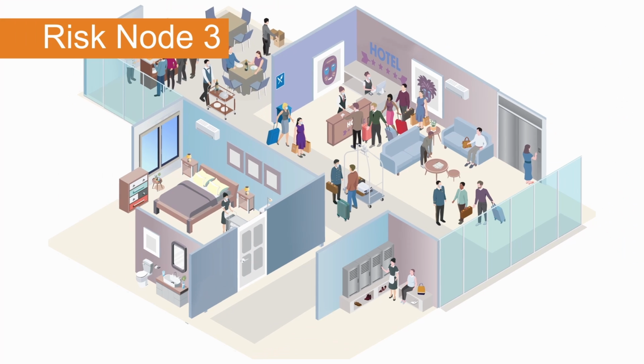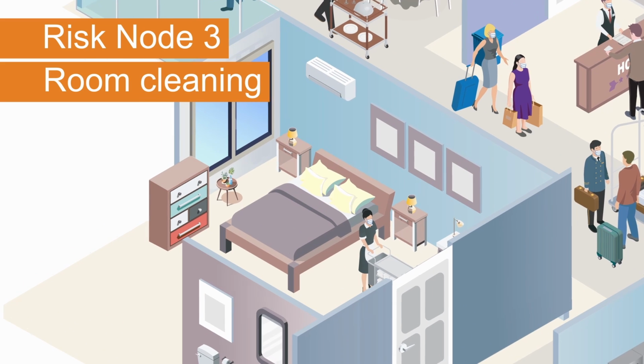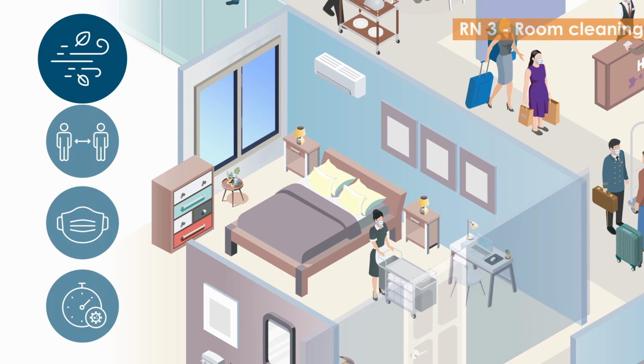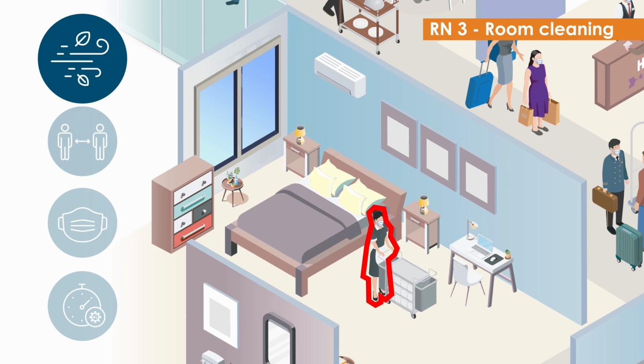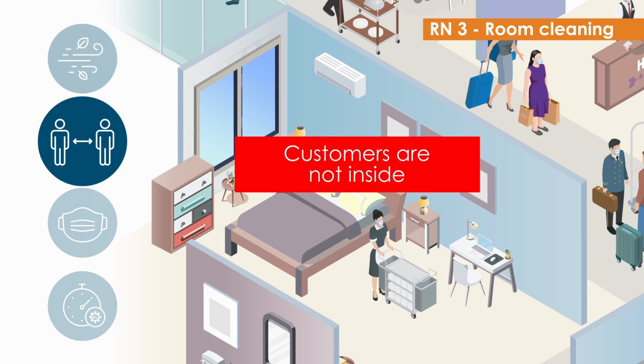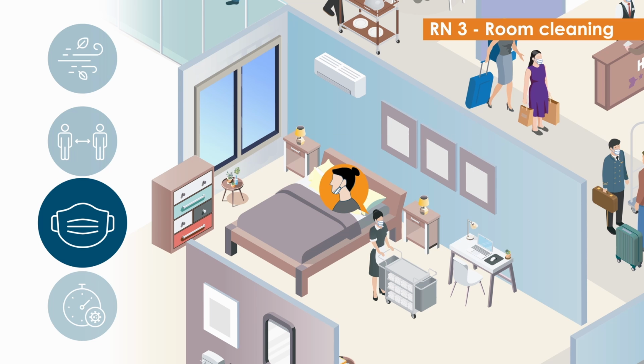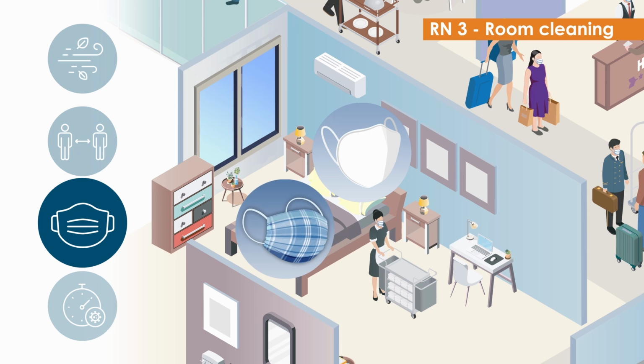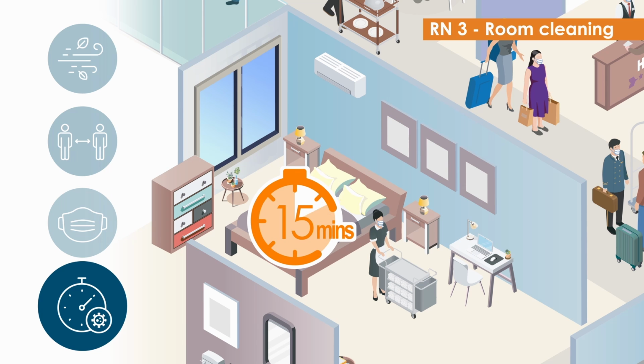Risk Node 3, room cleaning. This hotel's windows cannot be open, so the cleaning staff cannot open the window as part of their routine when entering the room. Cleaning staff access the rooms when customers are not inside, and that is why their face masks are frequently removed during this task. The organization does not provide face masks to its staff, so the type of face mask they use varies by employee. The staff cleans each room in about 15 minutes.